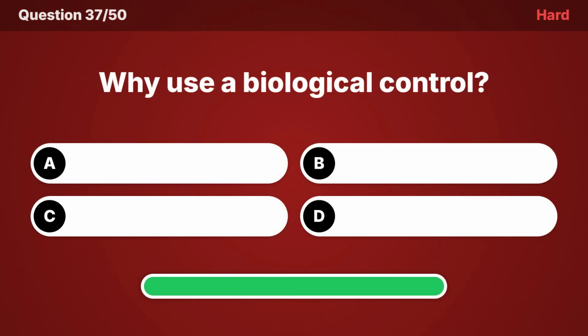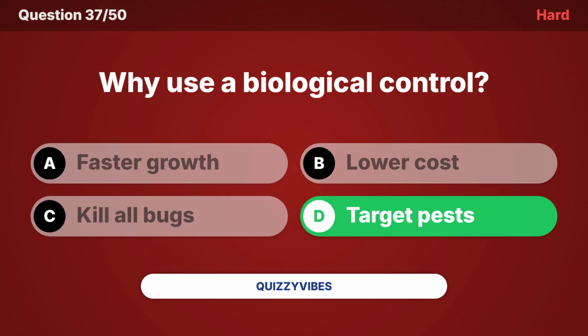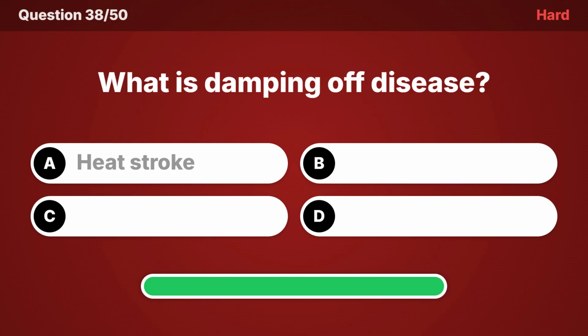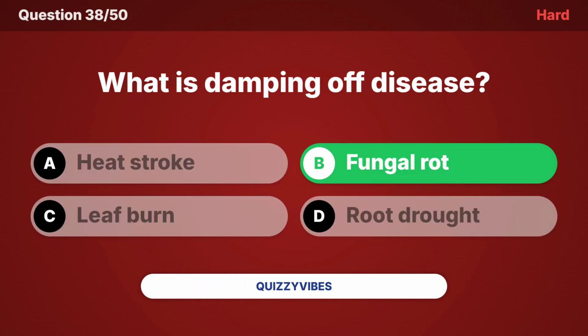Why use a biological control? And the answer is target pests. What is damping off disease? The correct choice is fungal rot.